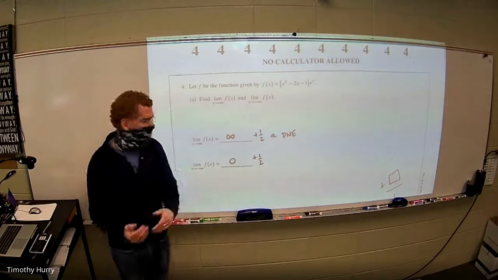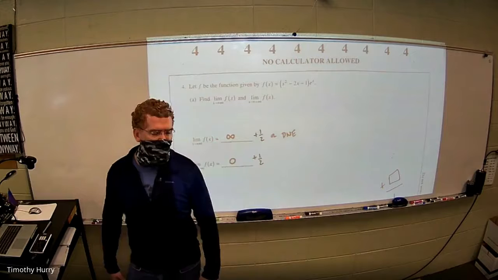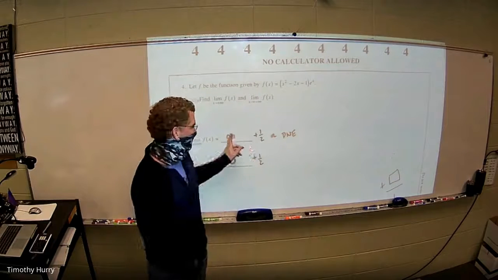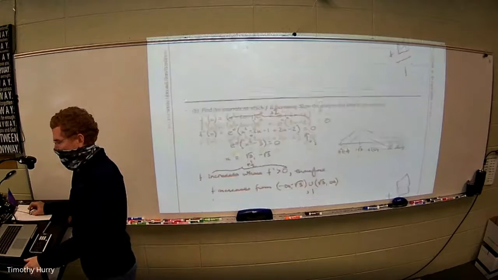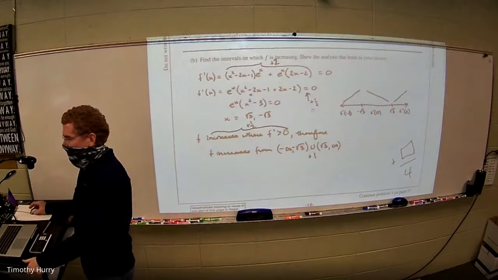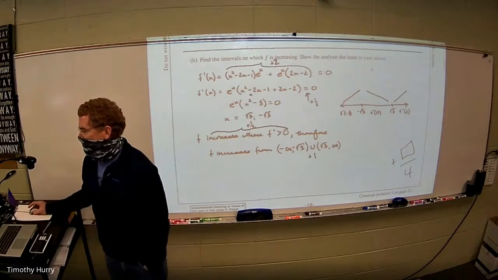So you could think about it either way, but there's definitely no partial credit for showing work or anything like that. Just being right gave you a half a point each. So that was a 1-point question. Part B, it says, find the intervals on which the function is increasing. Show the analysis that leads to your answer.